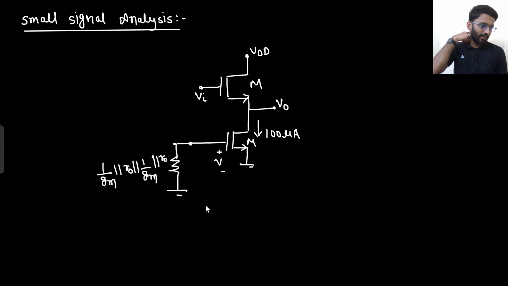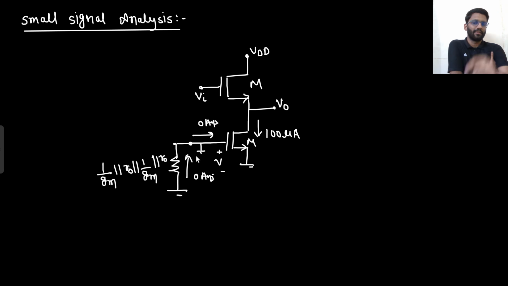Whatever the impedance you are having here, does that matter? No, because this is 0 ampere current. If this is 0 ampere current, this will also be 0 ampere current. That means this node will be grounded only. And if this node is grounded, that means VGS is gone. And if VGS is gone, so from Vout to ground, you only see ro resistance. That's it.